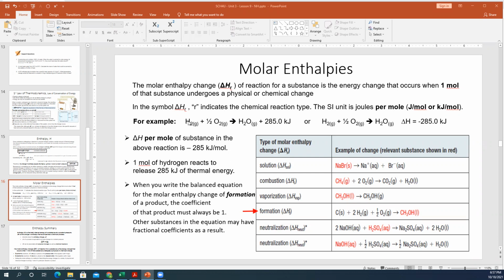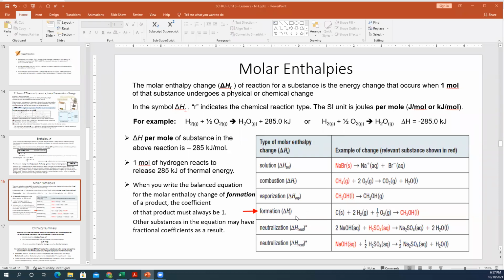And other substances in the equation might have fractional coefficients as a result. For example, oxygen here will have a coefficient of a half. But if we are talking about this being the molar enthalpy change of formation of water vapor, then we have to make sure that the only coefficient in front of water here is 1. That is, it isn't 2 molecules of water, it isn't half a molecule of water, it isn't 6 molecules of water, it's for 1 molecule of water. And these are molar enthalpies of formation.